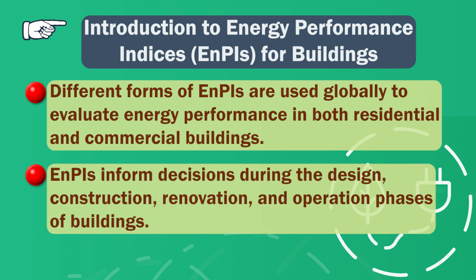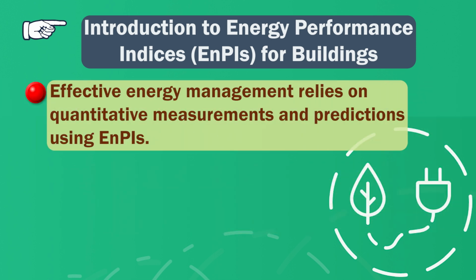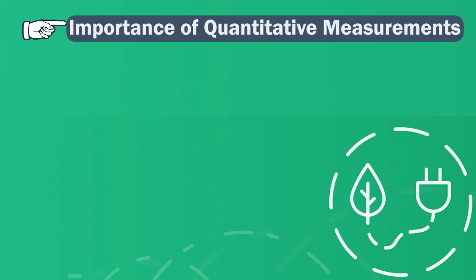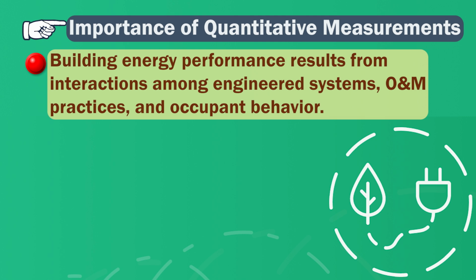They inform critical decisions during the entire life cycle of a building, from design and construction to renovation and operation. Accurate EnPIs provide the quantitative foundation that is needed for effective energy management. Importance of quantitative measurements. Building energy performance is influenced by three key factors, that is engineered systems, operation and management practices, and the third, occupant behavior.